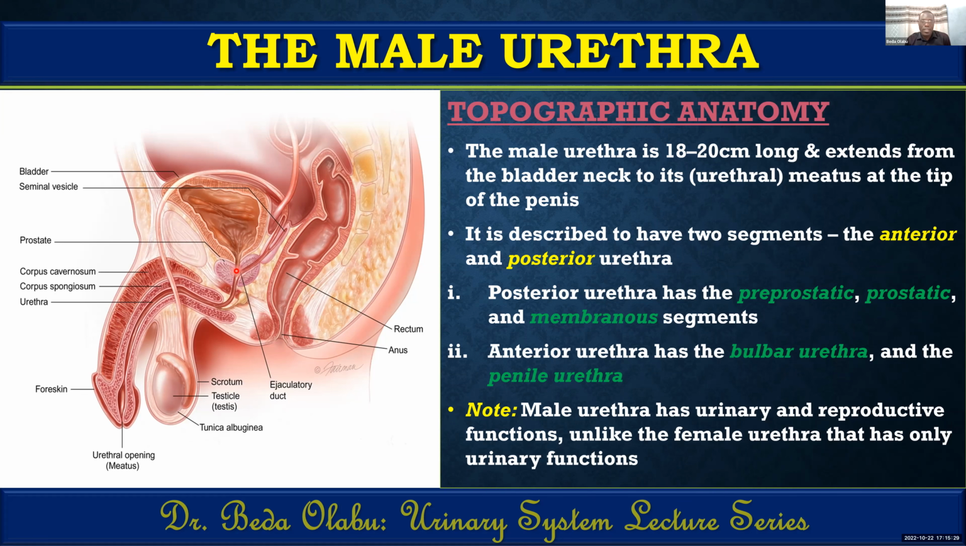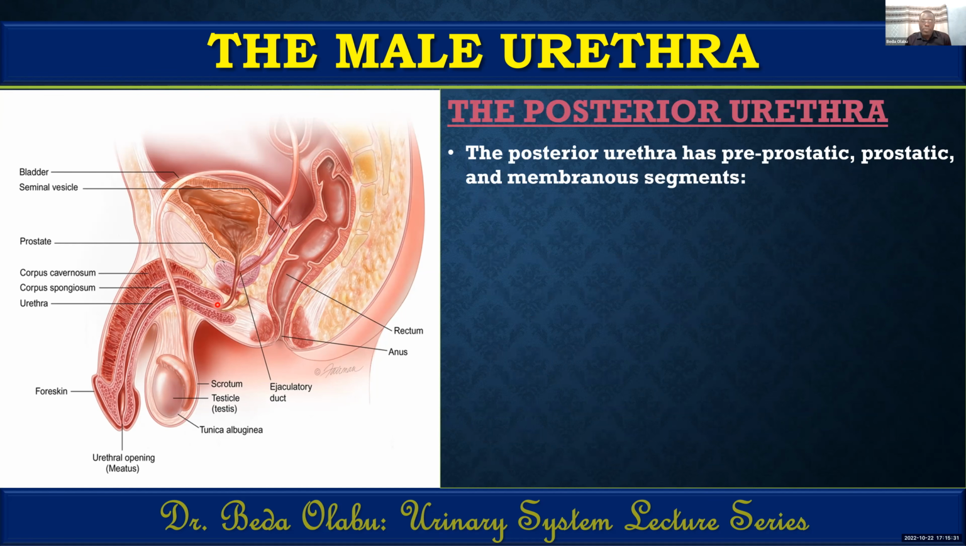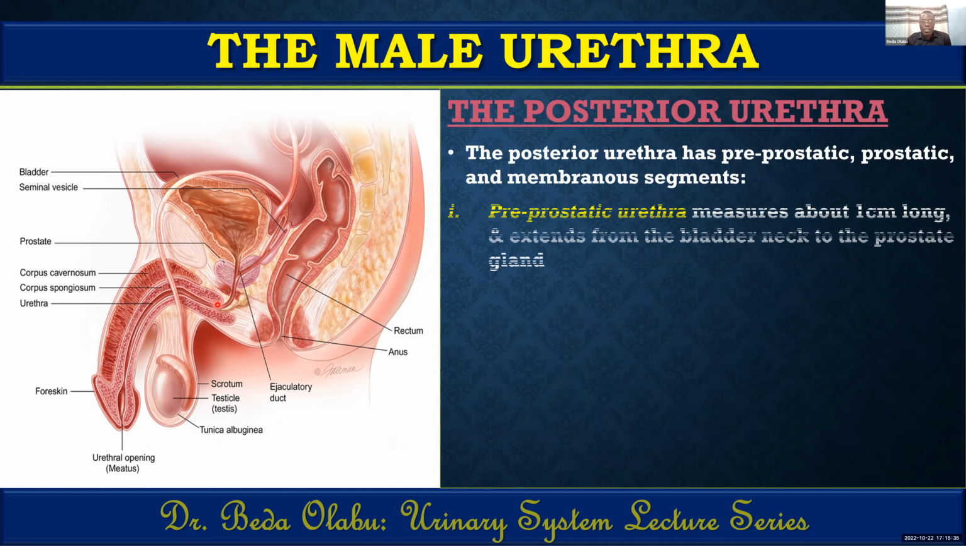Then the anterior urethra. The posterior urethra, as I've already mentioned, has three segments: the preprostatic, prostatic, and membranous segments. The preprostatic urethra is the shortest. It's very short around that region. It's just a transition, by the way, from the bladder neck to the prostate gland. It's a small transition.